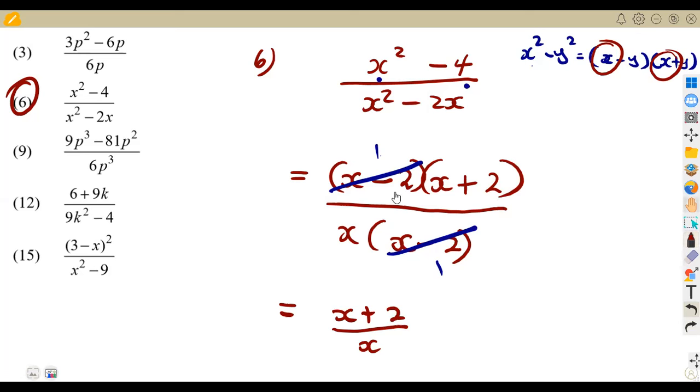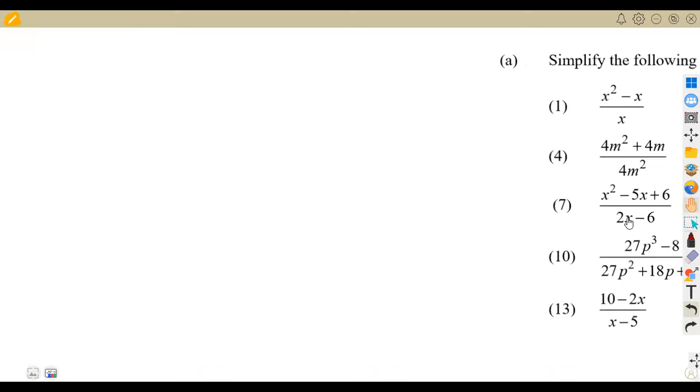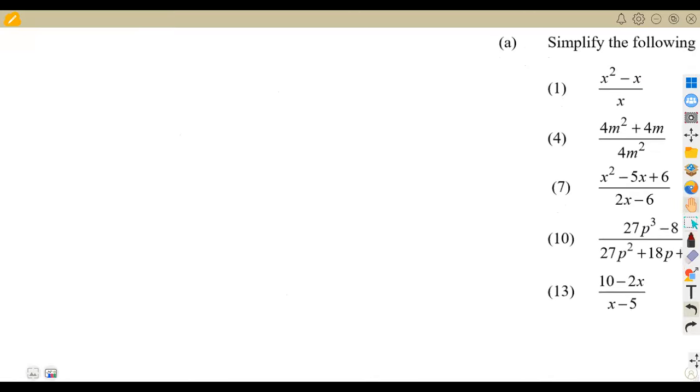All right, so that was our question number 6. So you're going to do the same thing. I want you to try as many questions as you can, but let's just try number 6 again. And number 7, it's another type of factorization that we talked about. So this is question number 7.